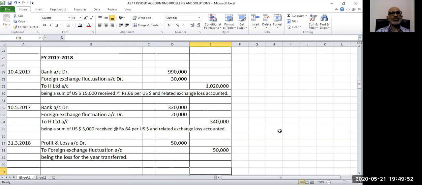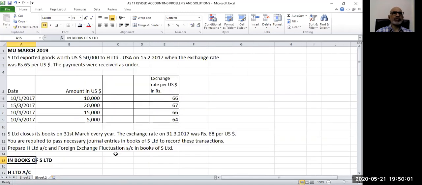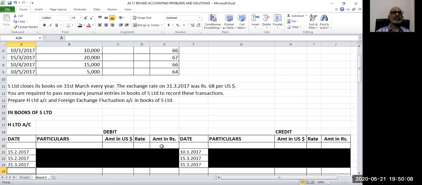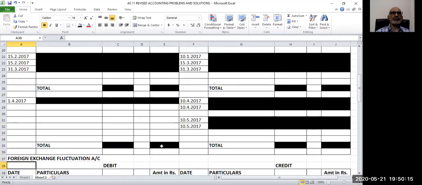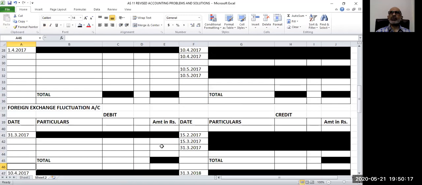Now we will also see how these ledger accounts are prepared in the books of S Limited. We are going to prepare 2 ledger accounts. The same question I have copied here, and in books of S Limited, we are going to create 2 ledger accounts. One is account of H Limited, and the second one is the foreign exchange fluctuation account, where we are going to account for losses, income, etc. So these are the two accounts that we are going to create in the process.